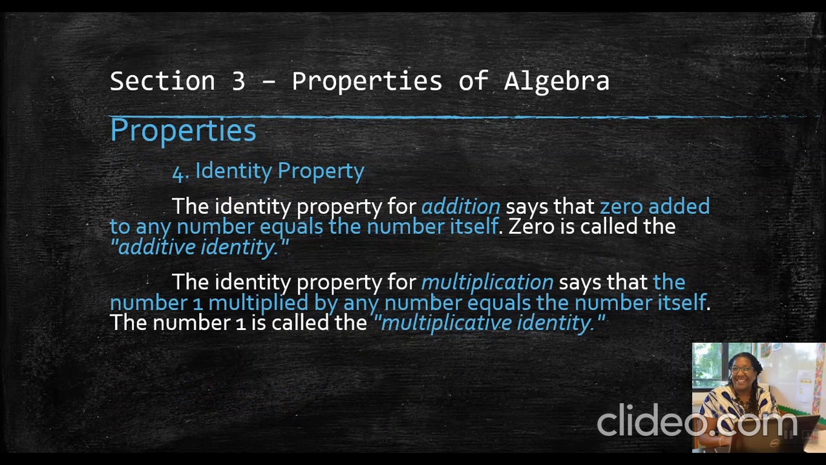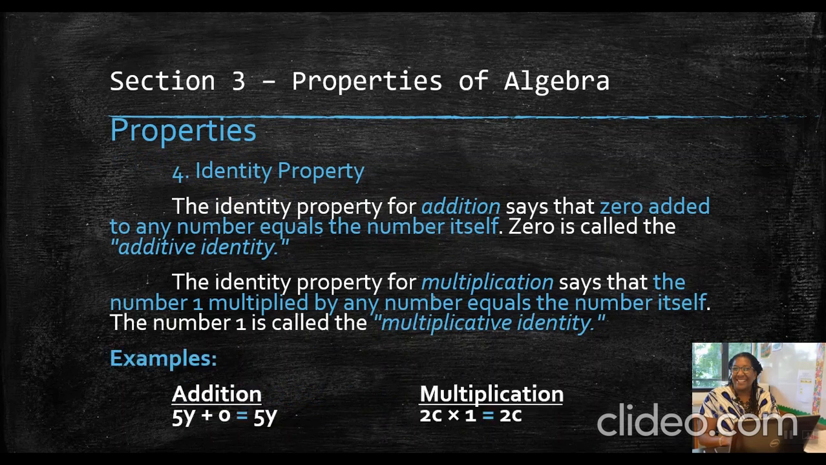This is something we already know, maybe we didn't know that it had an official name called the identity property of addition or the identity property of multiplication, but it does have a formal name. 5y plus 0 equals 5y, and 2c times 1 equals 2c. Anything multiplied by 1 is itself. Anything added to 0 is also itself. Okay, so we've covered 4 properties.